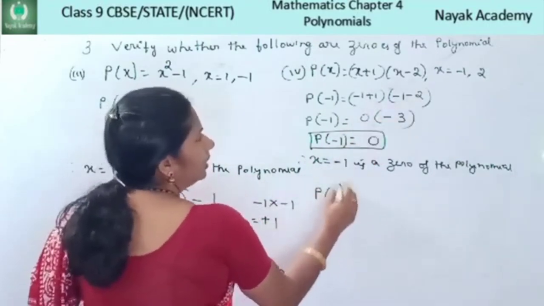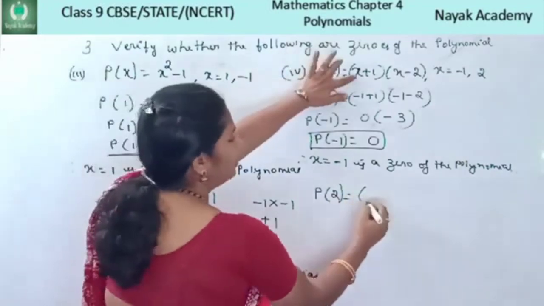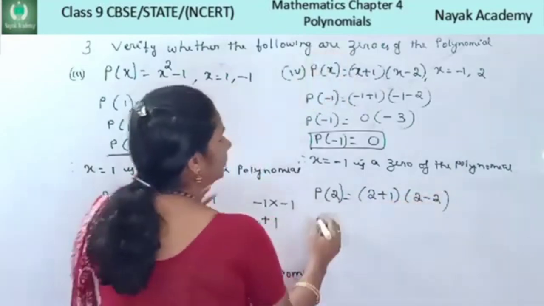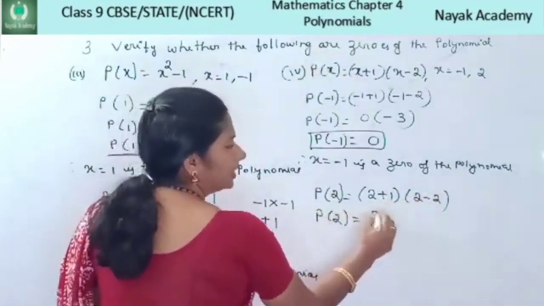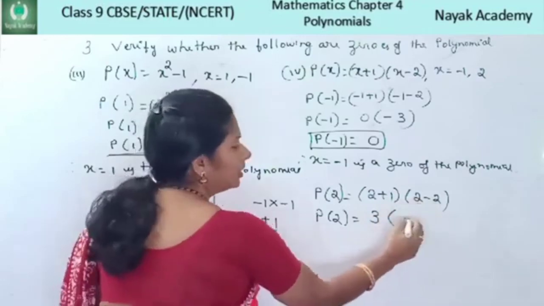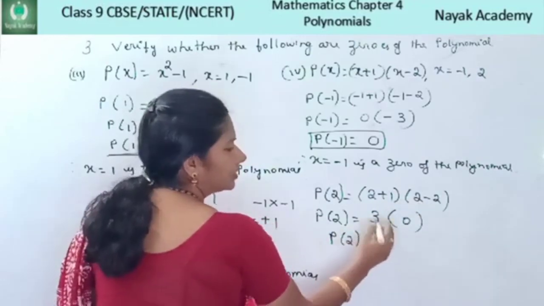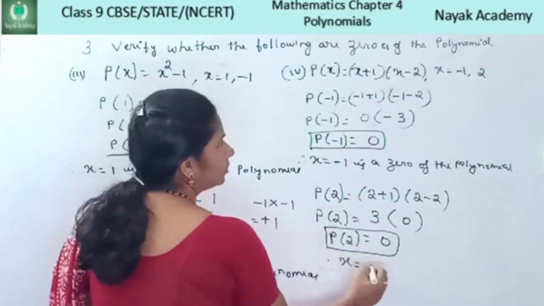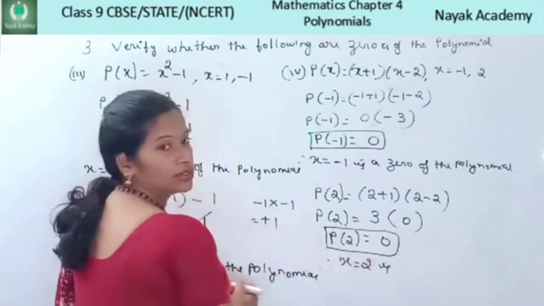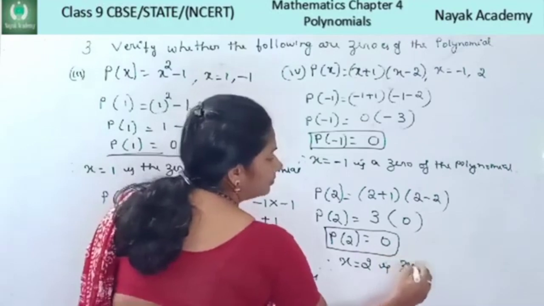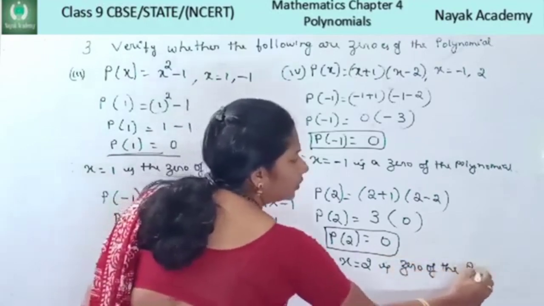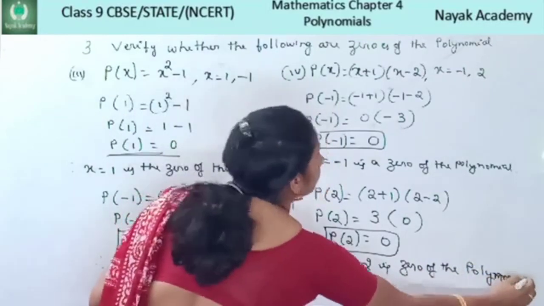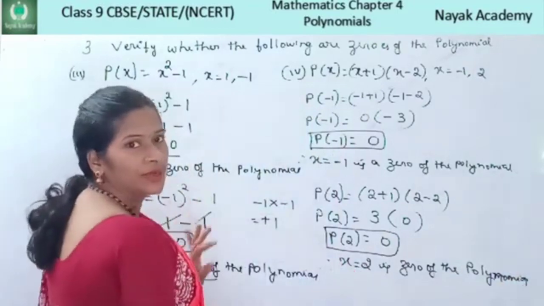So P of 2 value let us find out, children. In place of x you substitute the value x as 2. 2 plus 1 into 2 minus 2. So P of 2 equal to 2 plus 1 is 3, 3 into 2 minus 2 is 0. So P of 2 value is 3 into 0, it is 0. Therefore, what is your conclusion? x is equal to 2 is also a zero of the polynomial P of x is equal to x plus 1 into x minus 2.